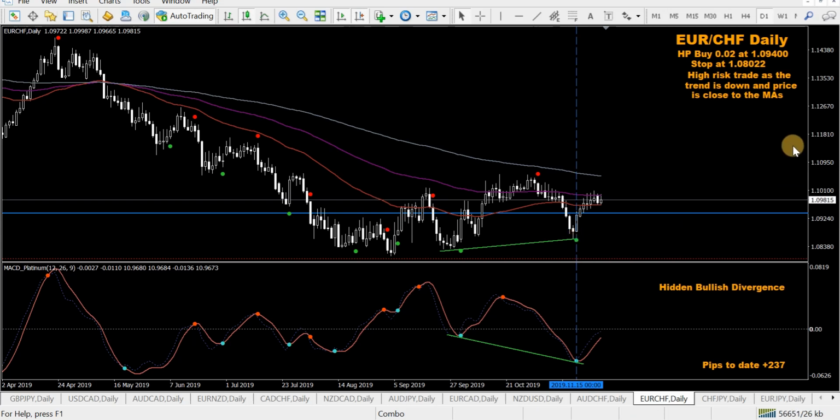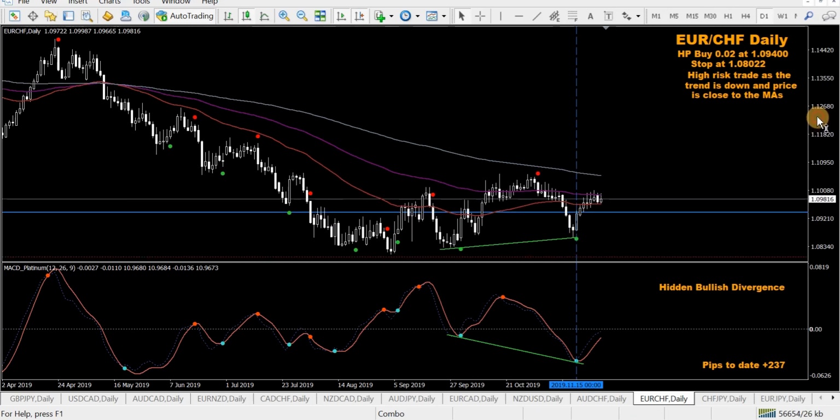Euro Swiss, another trade. Here we go. There's the traditional stop in place. MACD still below the zero level, getting close. Now, what happens if this MACD platinum gets to the zero level and goes through it? I'll look at closing half and bring the stop up so I don't lose on the overall trade. It was a high-risk trade as the trend is down and price is close to the MAs. You can see my notes, as I keep on saying.